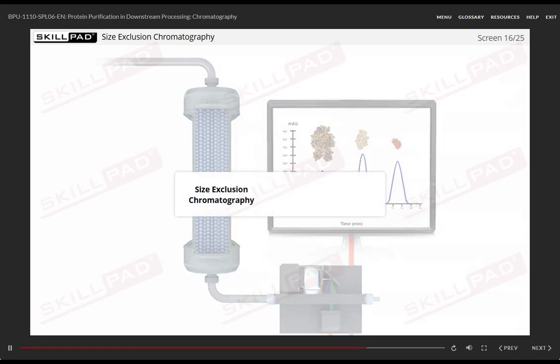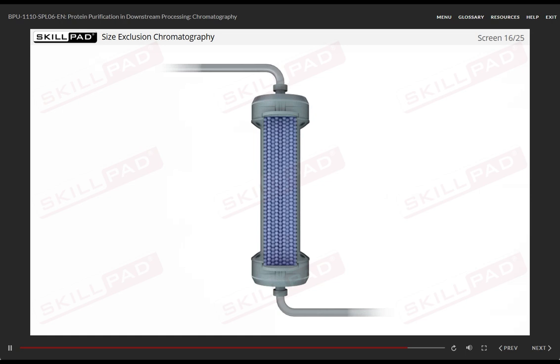Size exclusion chromatography is also called gel permeation chromatography or gel filtration. It involves packing a column with a gel comprised of uniform beads containing pores of a narrow pore size distribution.